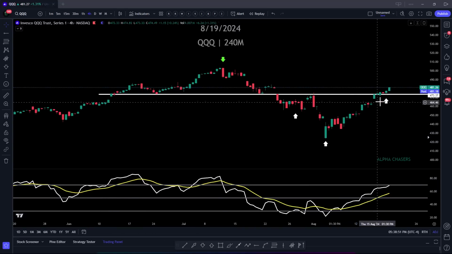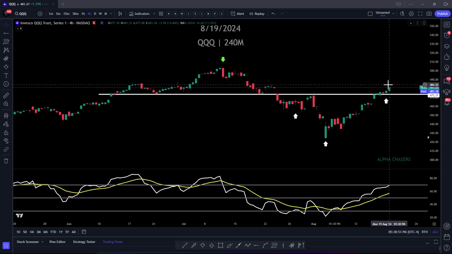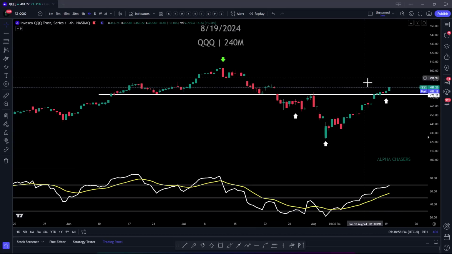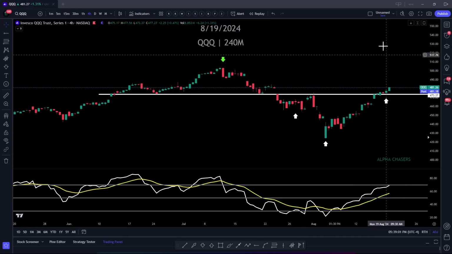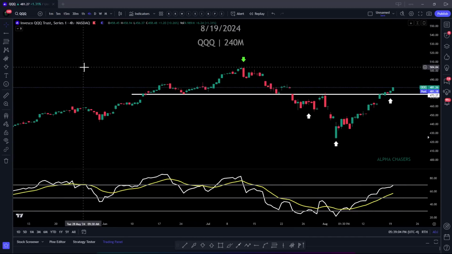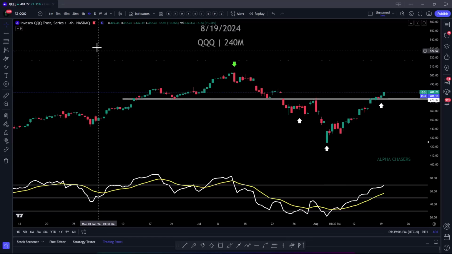Left shoulder, head, right shoulder, flips over. Day 1. This is day 1. Watch the gap fill. Doesn't mean you can't come back down, retest, maybe form some kind of weird cup and handle, and then push. I don't know what's going to get us down now. What's going to be the driving force?